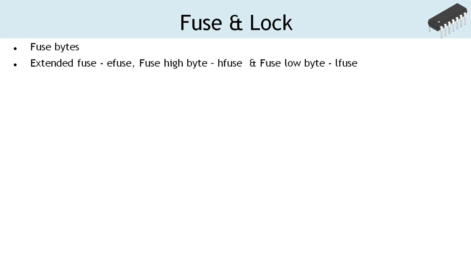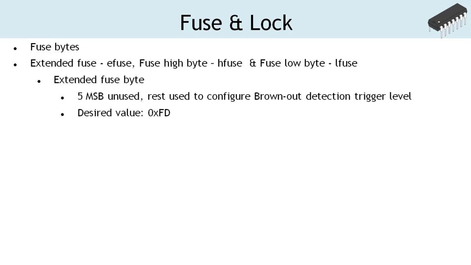Fuse bytes are used to configure the microcontroller. There are 3 fuse bytes named extended fuse byte, fuse high byte, and fuse low byte, and are identified using eFuse, HFuse, and LFuse respectively while programming. The 5 most significant bits of the eFuse are unused, and the rest 3 bits are used to configure the trigger level of brown-out detector. We shall program the fuse byte with the value FD.